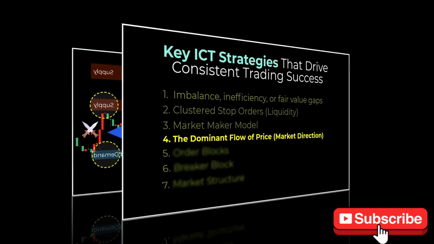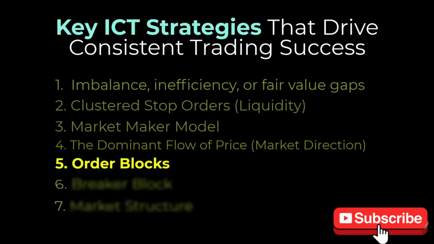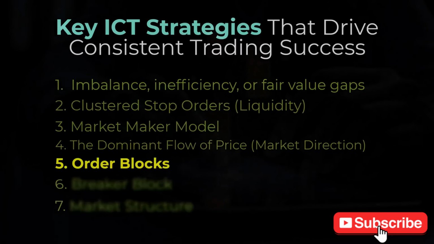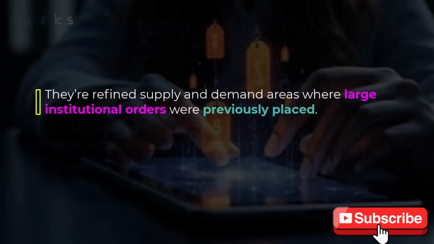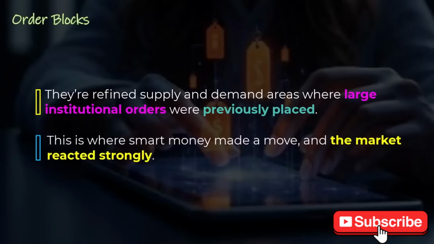Now let's dive into one of the most powerful tools in smart money trading, order blocks. Order blocks are not just random zones on your chart. They're refined supply and demand areas where large institutional orders were previously placed. In other words, this is where smart money made a move, and the market reacted strongly.